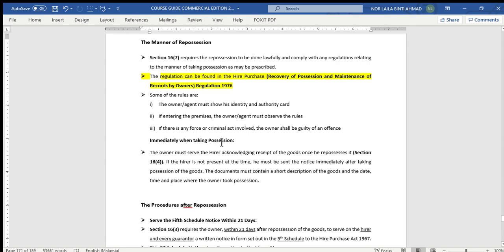So immediately when taking possession, what must be done by the owner? The owner must acknowledge to the hirer that he has repossessed the goods, based on section 16 subsection 4. So the owner must serve notice to the hirer.